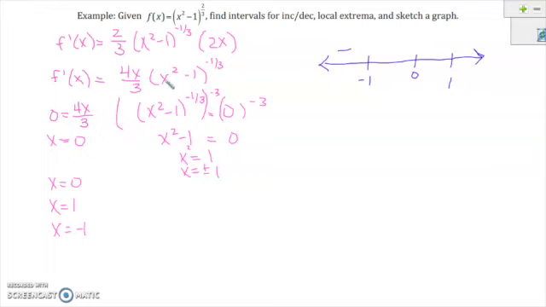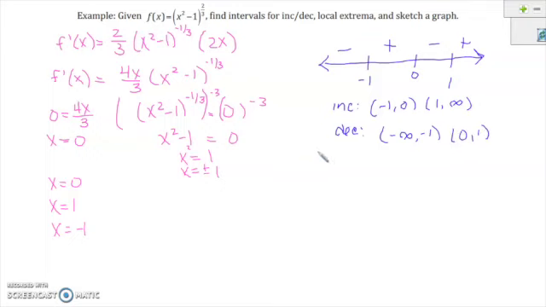I plug in -1/2. This becomes negative. This becomes negative. Negative times a negative is a positive. Plug in +1/2. Negative times a positive is negative. And last but not least, I'm going to plug in like 2, and these are both positive. Okay. So I am increasing between -1 and 0, and from 1 to infinity. And I am decreasing from -infinity to -1, and then from 0 to 1.